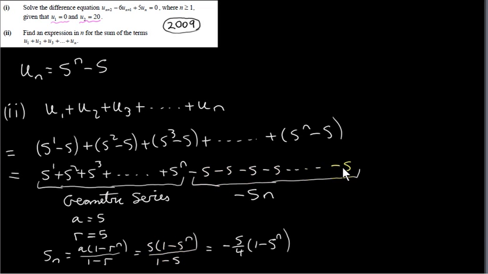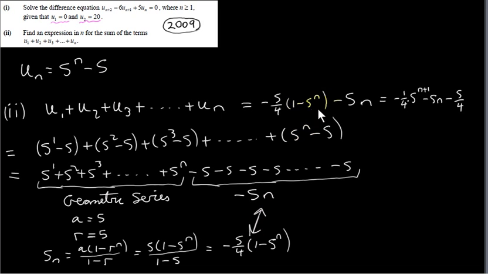Now, let's look at this part of the series. How many minus 5s do we have? Well, we've one from here, another one from here, another one from here. We've got n of them altogether. So we've n minus 5s, which works out to minus 5n, of course. So we just add these together. That's what I've done up here. I've written it up here.